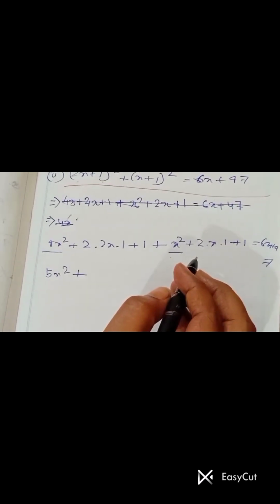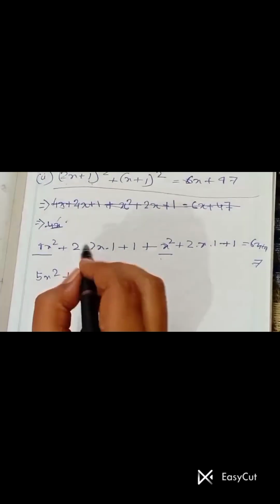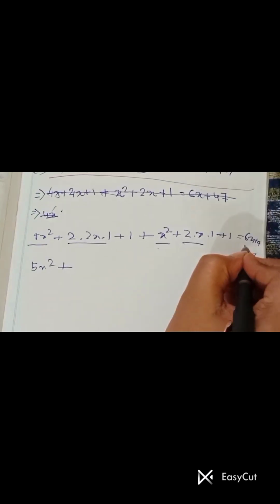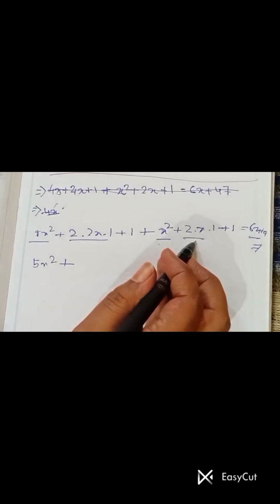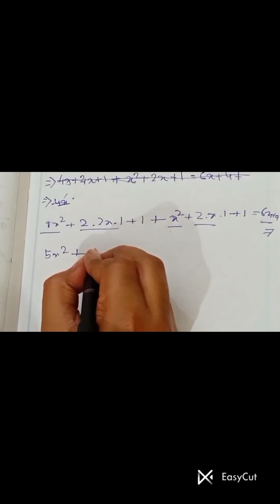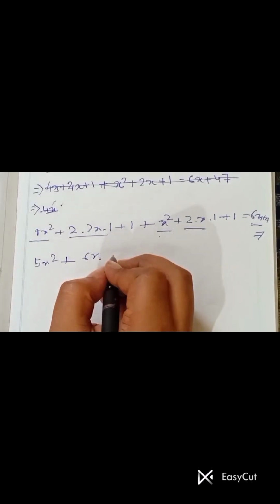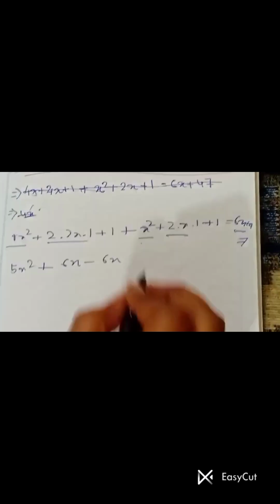So which are the terms where the power of x equals 1? What do we get? Here we get 4x, here we get 2x, and on the right hand side we get 6x. So 4x plus 2x equals 6x, and on the right hand side we had 6x. So if you bring the 6x to the left hand side, what do we get? Minus 6x.